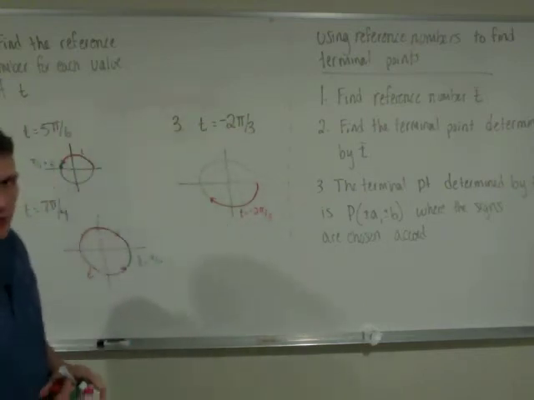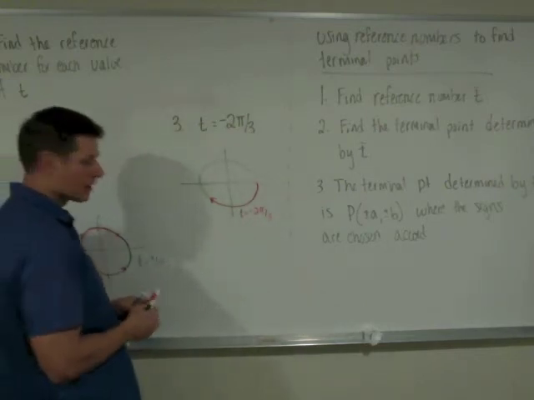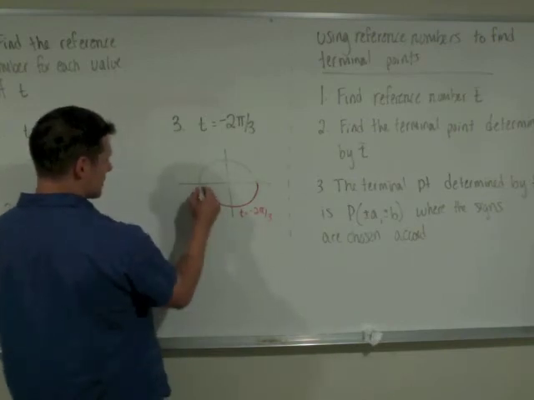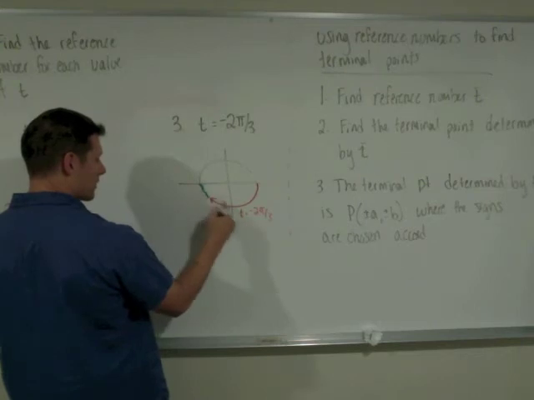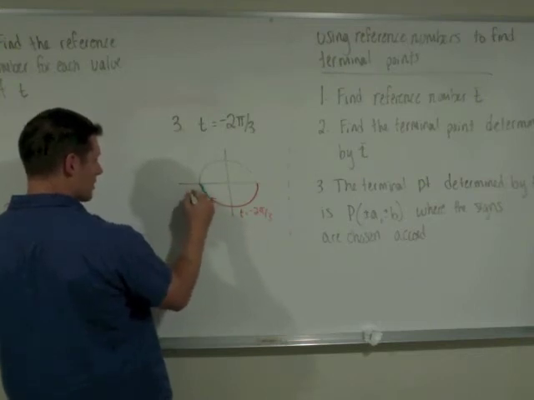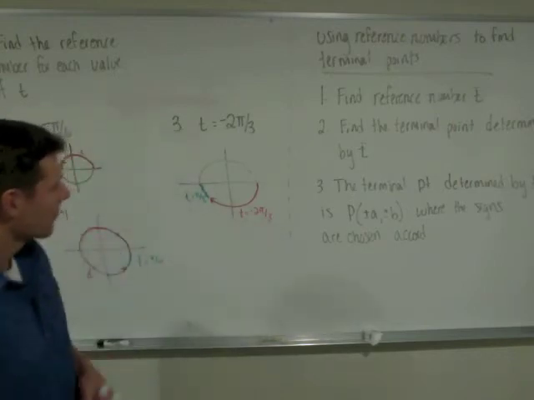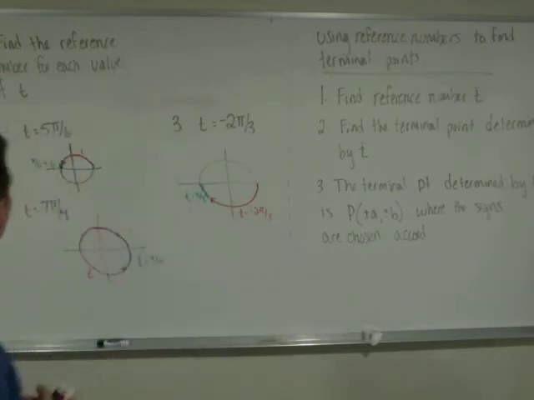Okay, so what's the shortest distance from the terminal point to the x-axis? Well, it's this distance right here. That's 2 pi over 3. This distance right here would be t bar equals pi over 3, that distance there. All right, so we found reference numbers for each value of t.